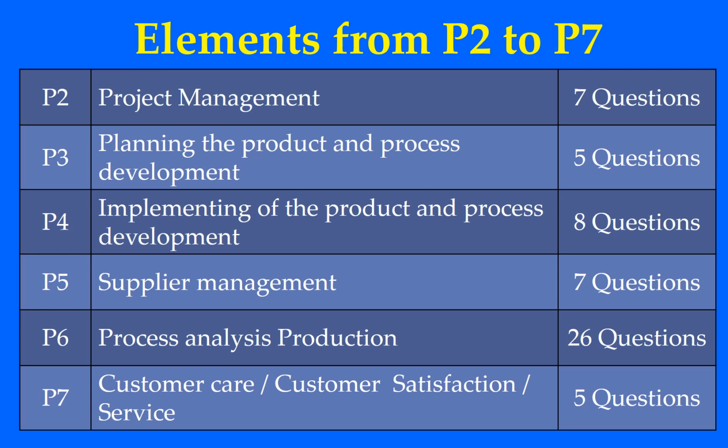P5 is supply management. It has 7 questions. P6 process analysis production. It has 26 questions. And P7 customer care. It has 5 questions. Along with this, some of the questions are identified as star mark questions. And these are the questions which involve special risk in terms of product and process.